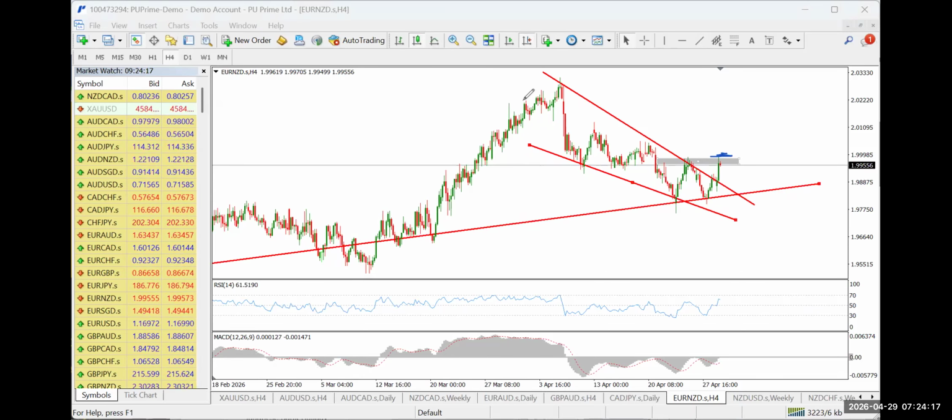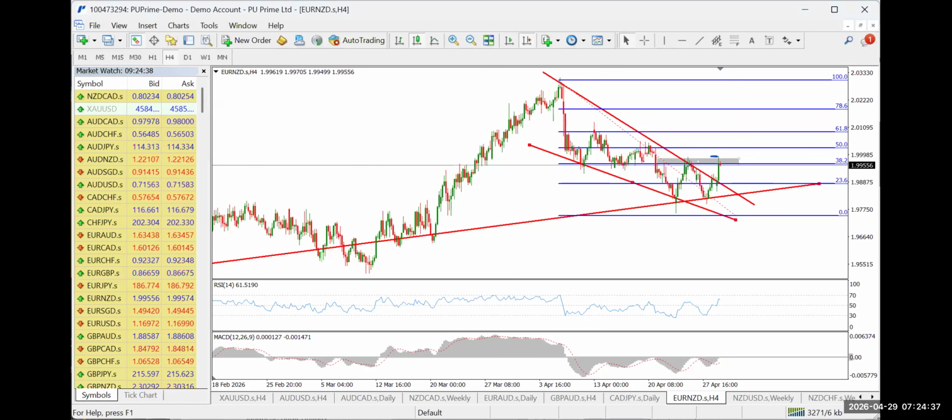We need a new full candle above this region to trigger a buy on the Euro NZD. RSI is already above 50. MACD is also about to cross above zero, just like the opposite of what we saw on the NZD JPY. So I want to wait for a new candle to form above this region to act as a confirmation to trigger a buy.